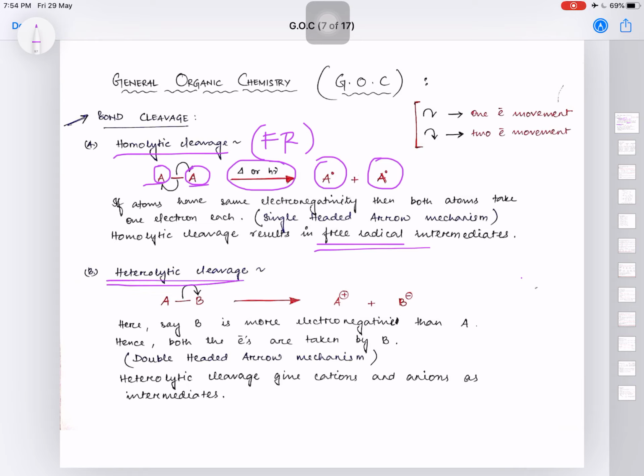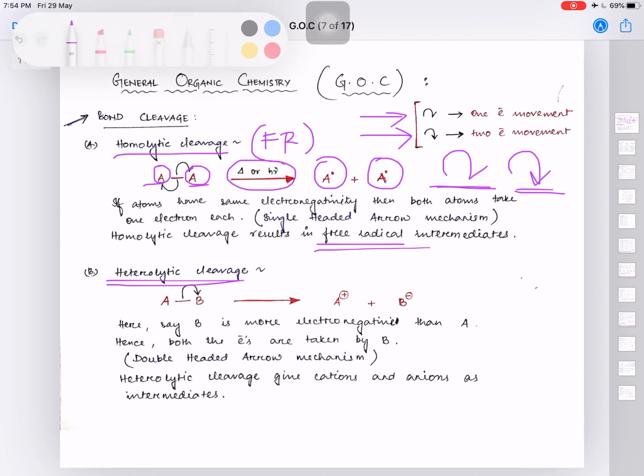It is heterolytic cleavage. One more thing: in homolytic cleavage, since one electron is moving, the bond is breaking and both atoms are getting one electron each, so it is represented by a single headed arrow. An arrow with one head indicates the movement of one electron, and an arrow with two heads indicates the movement of two electrons. These things you should keep in mind. If it is one electron movement, you show it with this arrow. If it is a two electron movement, you show it with this double headed arrow.